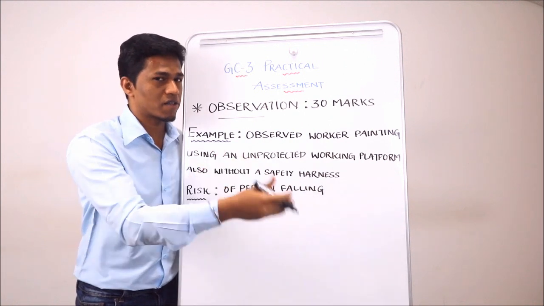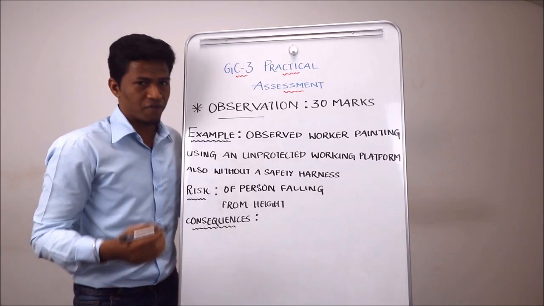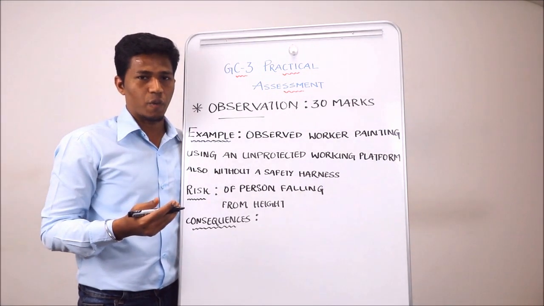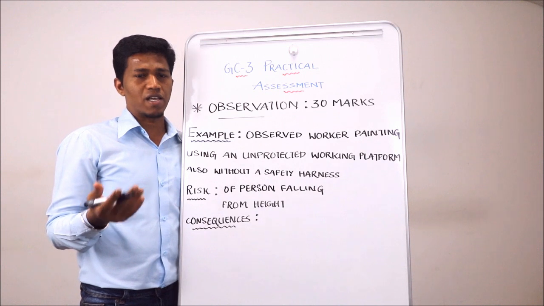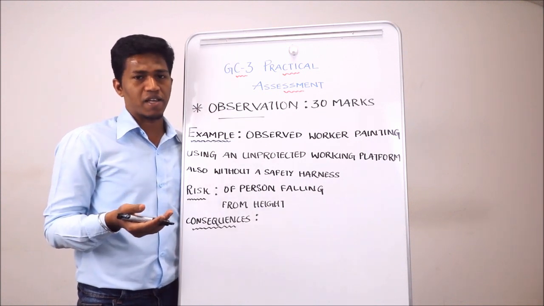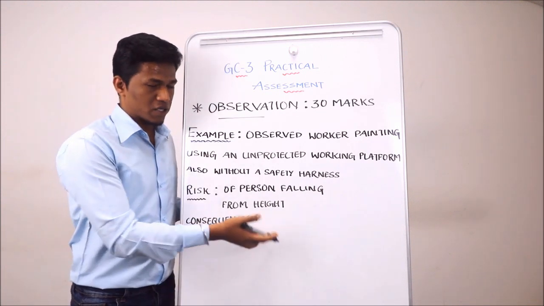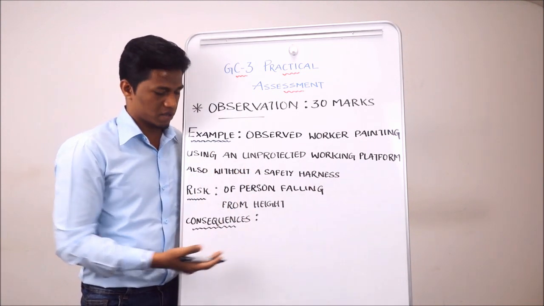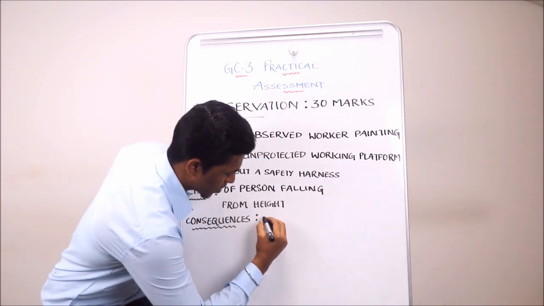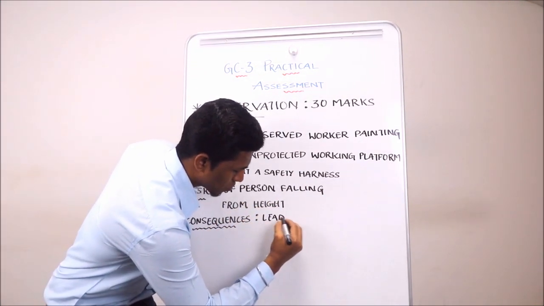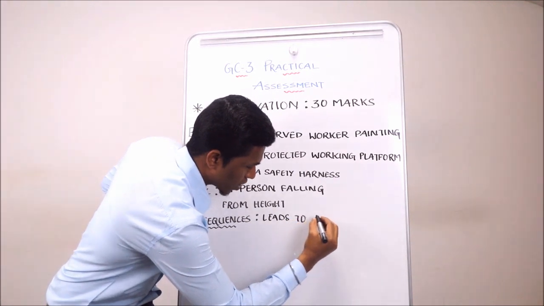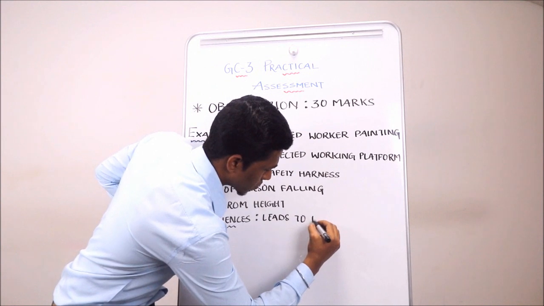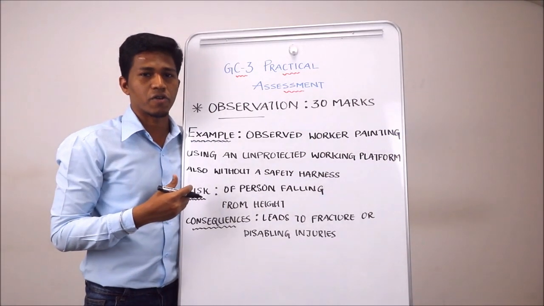Well, what happens if the person falls from height? If I fall from height, it probably depends upon the height; the severity increases, right? So probably I can end up with disabling injuries. Probably I can have a fracture. So for your consequences, rather than writing "injuries," I would write specific consequences, such as: this risk can lead to any fracture or any disabling injuries. So there ends your first observation.